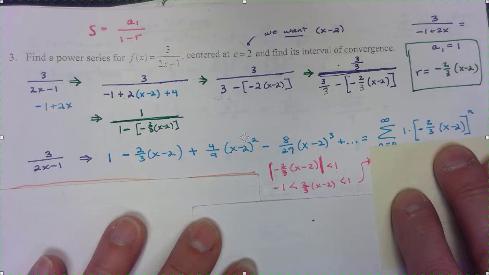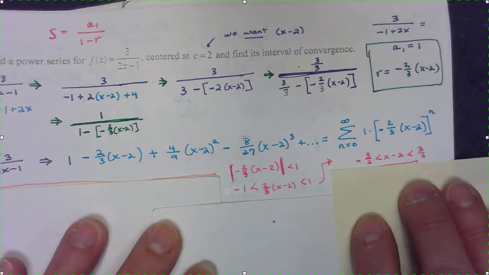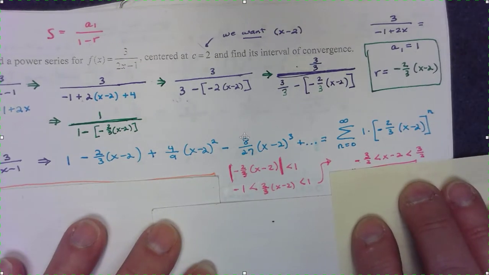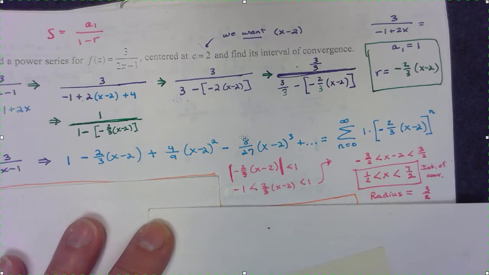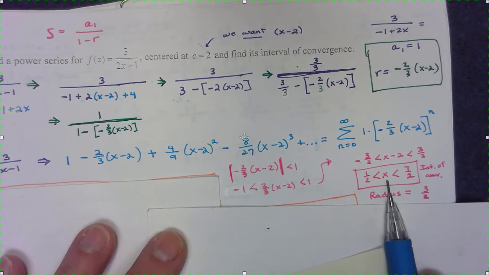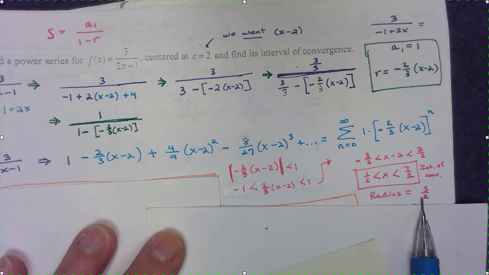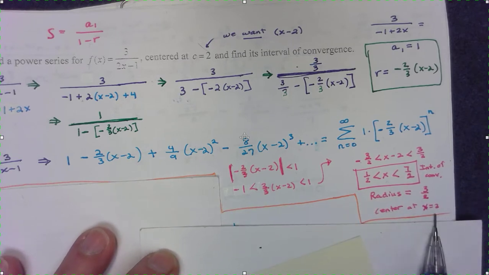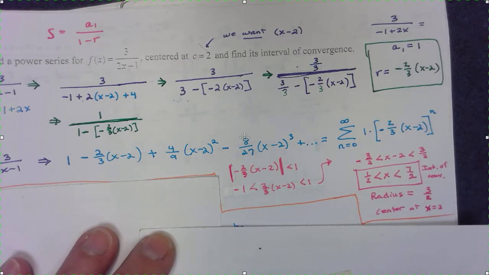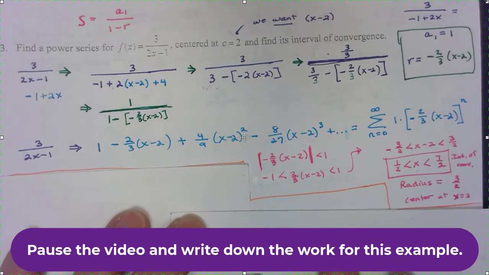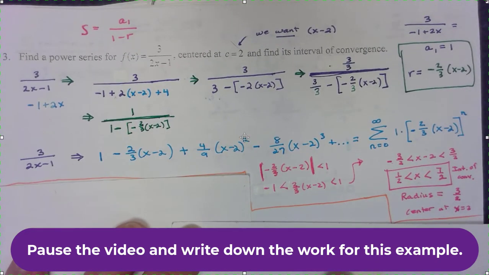How do I fix that? Well, I multiply by 3/2, right? And add 2. So there's my interval of convergence, but my radius is 3/2 because we're centered at x equals 2. That's the key thing to remember. Just remember, we're centered at 2. How far is 7/2 away from 2, which is 4/2? 3/2.